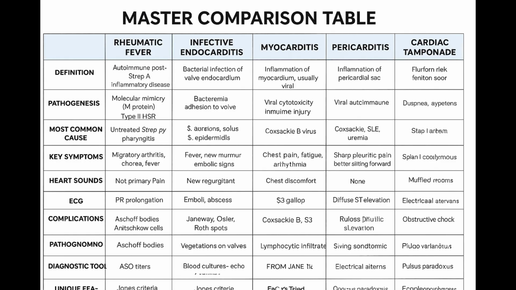Yes, pulsus paradoxus. It sounds like a contradiction. Explain that one. Right. So normally when you breathe in, the right side of your heart fills a little more. In tamponade, the heart is already squished. So when you inhale and the right ventricle expands that tiny bit, because the bag can't stretch, it shoves the septum over to the left. And that dramatically crushes the left ventricle so it can't fill properly. The result is a big, measurable drop in your systolic blood pressure, more than 10 points, just from breathing in.